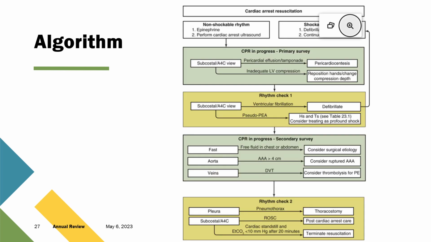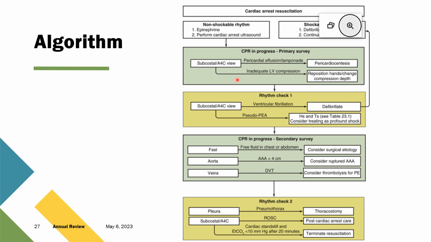So here we have an algorithm produced by the text that we've been using, and you'll see that it gives the physician some ideas of where to go depending on which finding they're seeing. So a patient has a non-shockable rhythm, they are given epinephrine, and cardiac arrest ultrasound is suggested. While CPR is in process, you're going to be evaluating through the subcostal and 4-chamber view, looking for effusion in tamponade. If they find an effusion or tamponade, then the physician could progress to pericardiocentesis, which may relieve the pressure on that heart and get them back into normal function.